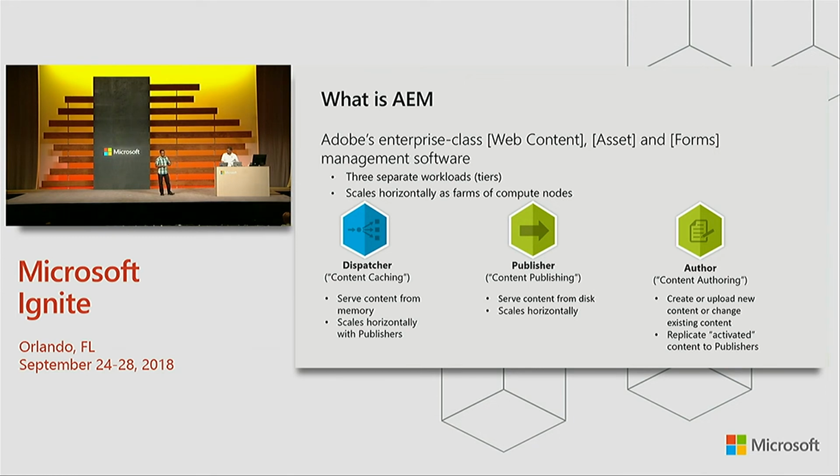The content delivery workload consists of two tiers: a publisher tier for the content, and a dispatcher tier for caching that content. Together, that particular workload lends itself pretty nicely to being scaled out horizontally across multiple availability zones.